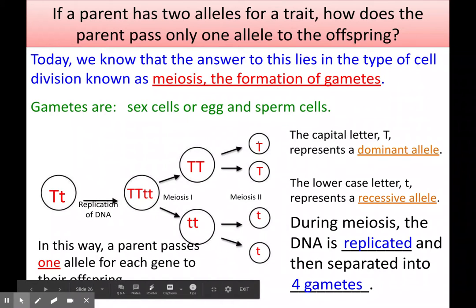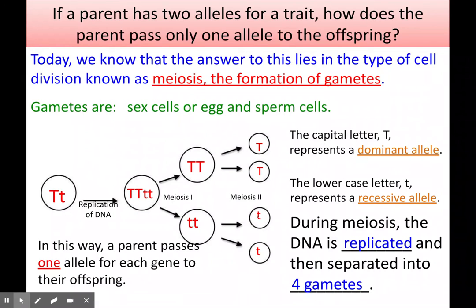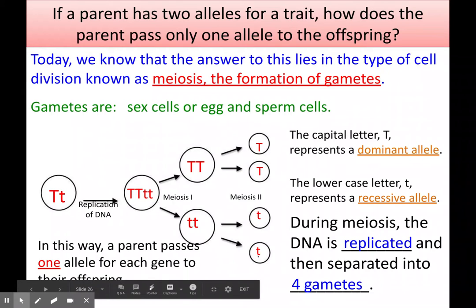If they get a big letter, that means they're getting the dominant allele. If they get a little letter, they're getting the recessive. Sometimes the parent will only pass big letters, the dominant. Sometimes they will only have recessive. It just depends on what their own genes are.